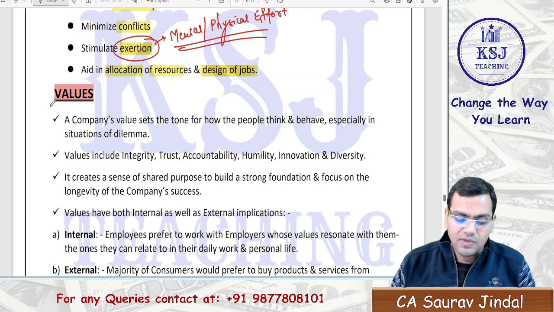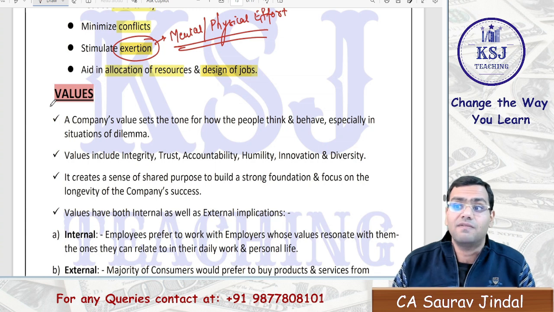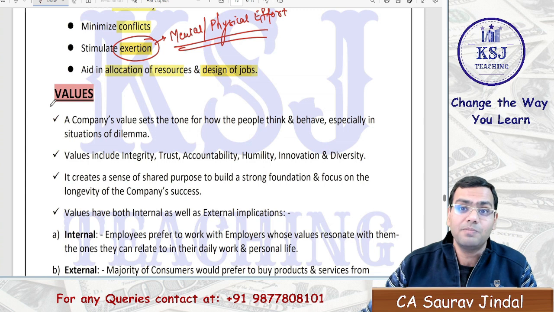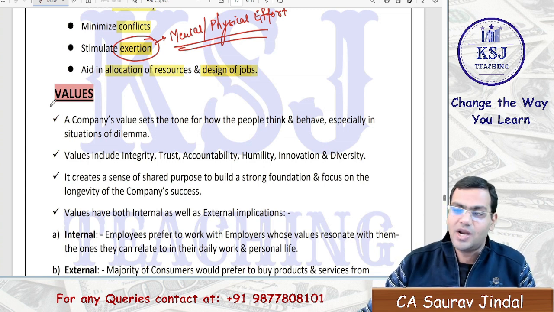So we have covered the strategic intent. Now the next part is the values. Now what are the values? Values are the core principles that define the organization. Strategic values are what?